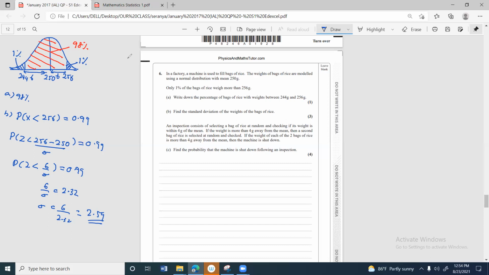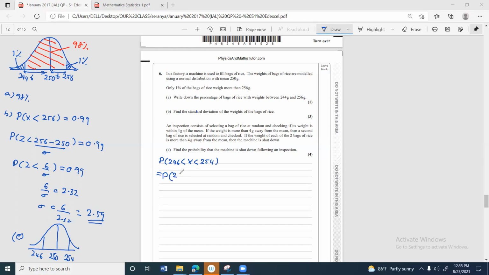Initially, we'll try to find out, from a single trial, the probability of being within 4 grams of the mean. I will draw a small diagram for that as well, for understanding the question. The mean is 250. A 4 gram gap is 254 and 246. So I need to find the probability of X being between 246 and 254. Initially, I want to make them into standard normal.